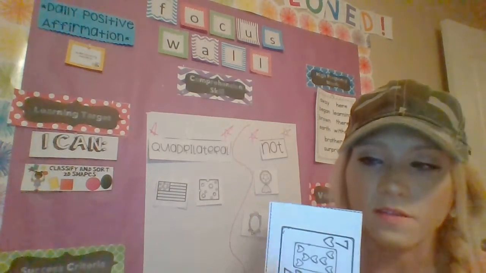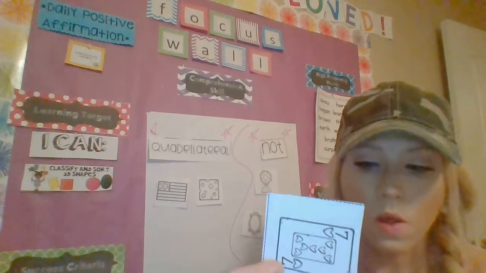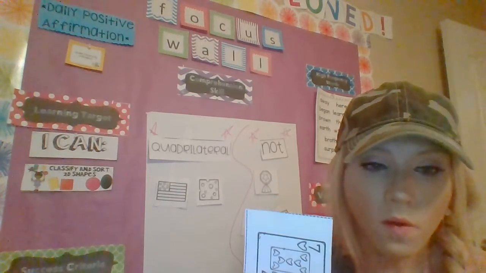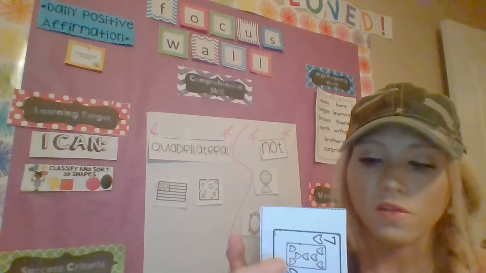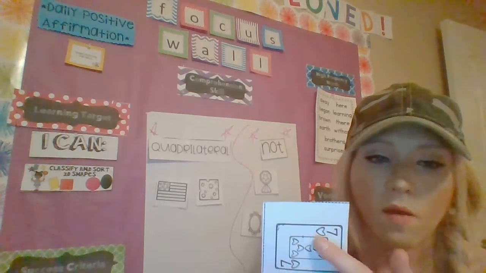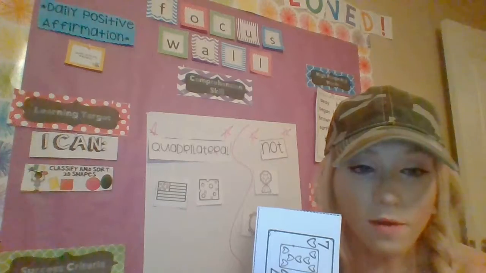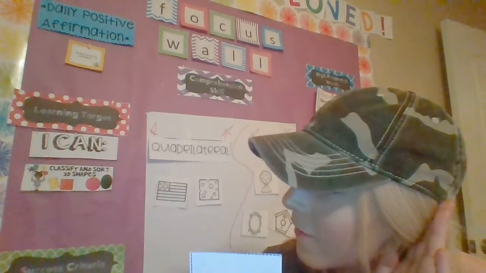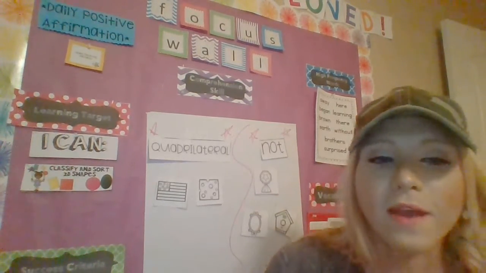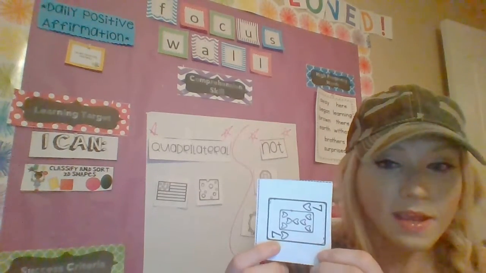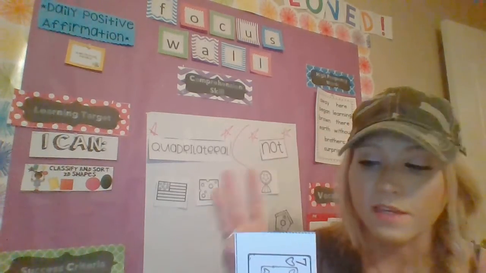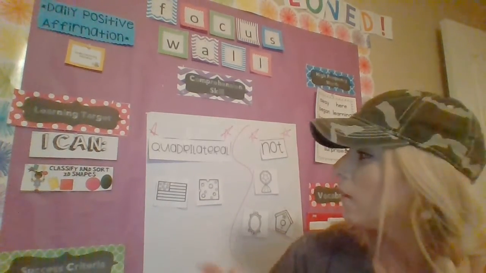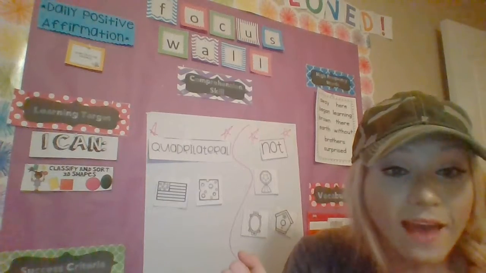Let's count the vertices. 1, 2, 3, 4. 4 vertices. Let's count the angles. 1, 2, 3, and 4. Is that a quadrilateral? Everybody shout it real loud. Yep, I could hear you using my computer. That is a quadrilateral because it had 4 sides, 4 angles, and 4 vertices. 4, 4, and 4.